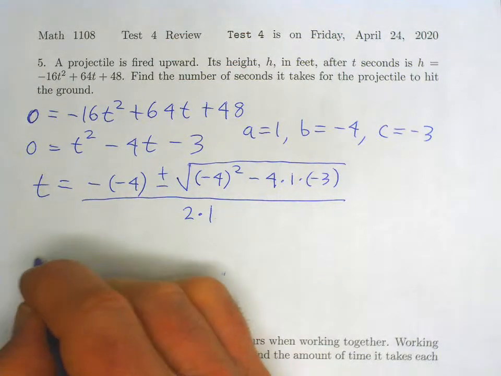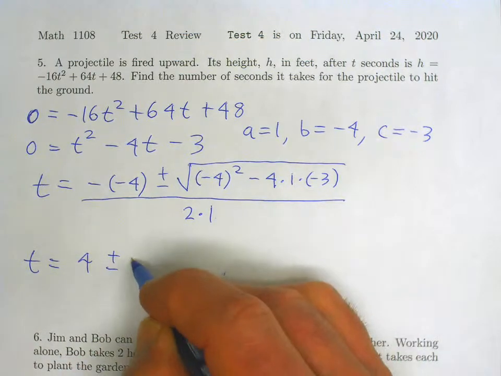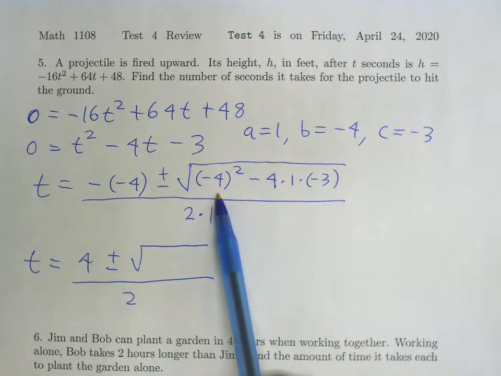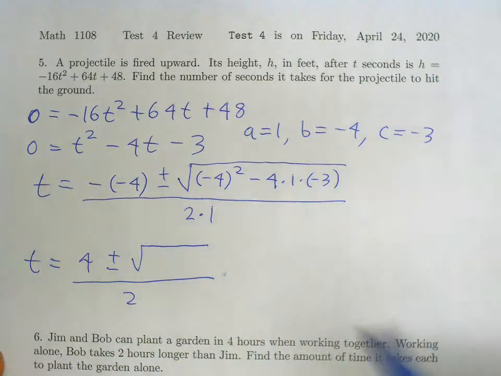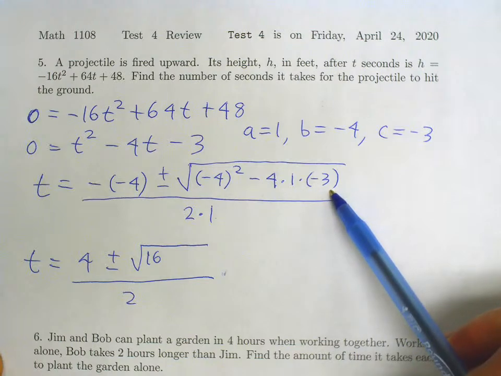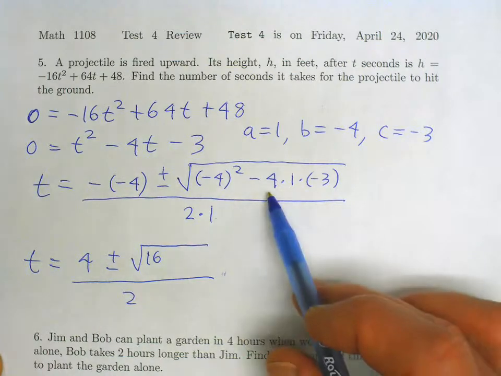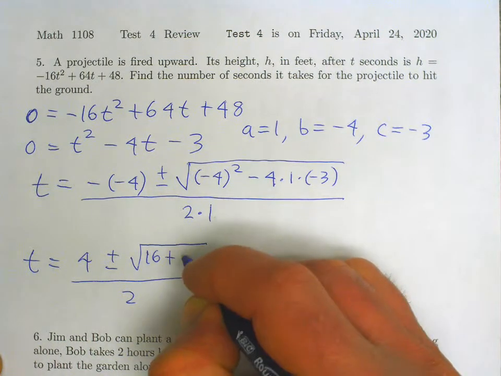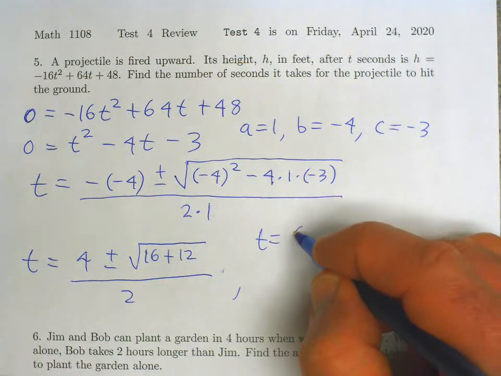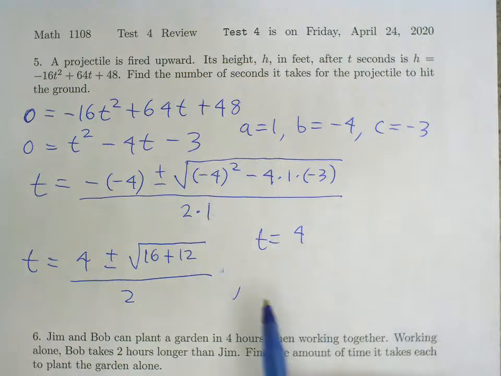Then we'll do a little arithmetic. The negative of -4 is 4. And then plus and minus the square root of some number, all divided by 2. Okay, so inside the square root, when we square the number -4, we get positive 16. And we're subtracting 4 times 1 times -3. So we're subtracting -12. And when you subtract -12, you get plus 12. So now we can write t equals 4 plus and minus the square root of 28, all divided by 2.